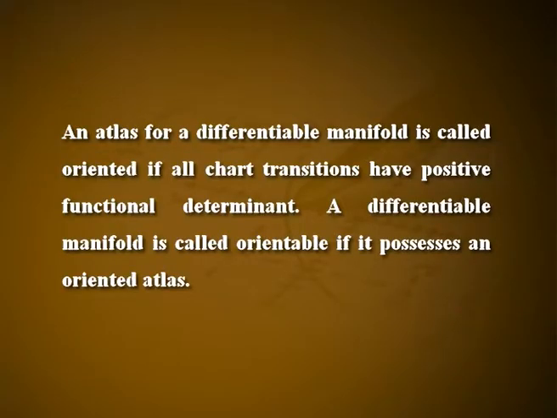An atlas for a differentiable manifold is called oriented if all chart transitions have positive functional determinant. A differentiable manifold is called orientable if it possesses an oriented atlas. It is customary to write the Euclidean coordinates of R^d, Omega subset of R^d open, as x = (x1, x2, ..., xd), and these then are considered as local coordinates on a manifold M when x from U to Omega is a chart.